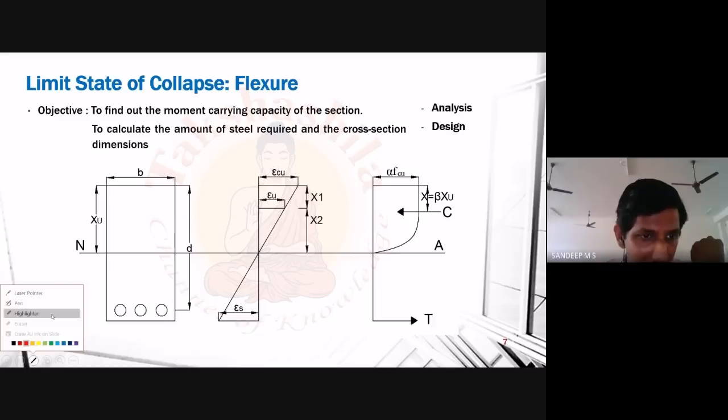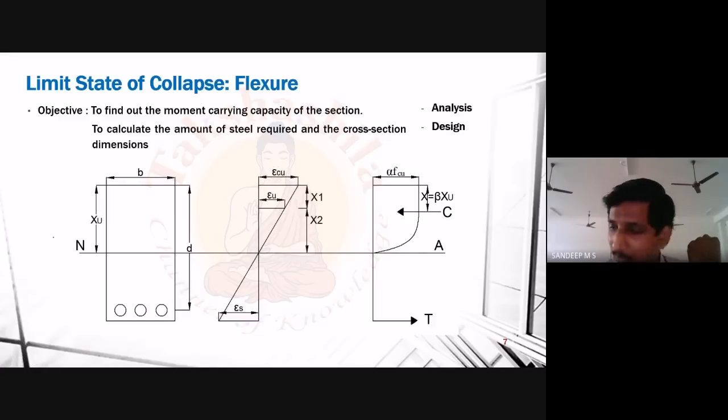So please tell me, if you have understood, what will happen to the depth of neutral axis? As I told you, in the under reinforced section, the neutral axis has shifted towards the concrete. So what might have happened to the value of XU? The new XU will be this. That means the value of XU will decrease. Okay, this is the case of under reinforced section.